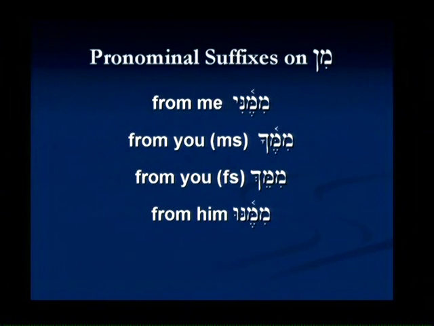So when you see a nun and a shureq at the end of a word, and the nun does not have a dagesh, that's first common plural normally. But if the nun has a dagesh, that means it's the third masculine singular pronominal suffix. Okay? From him, mimmennu, from him. It's like having the hu there, like we saw on kamohu, except instead of the he, we're using the nun, which is treated as the best connecting consonant here for the preposition min.